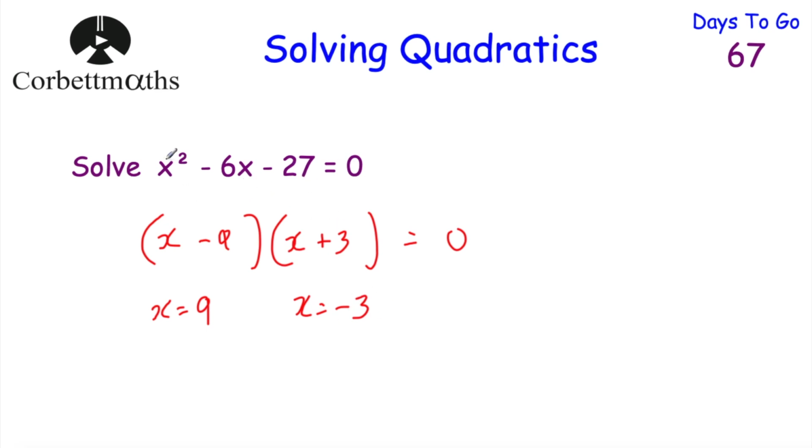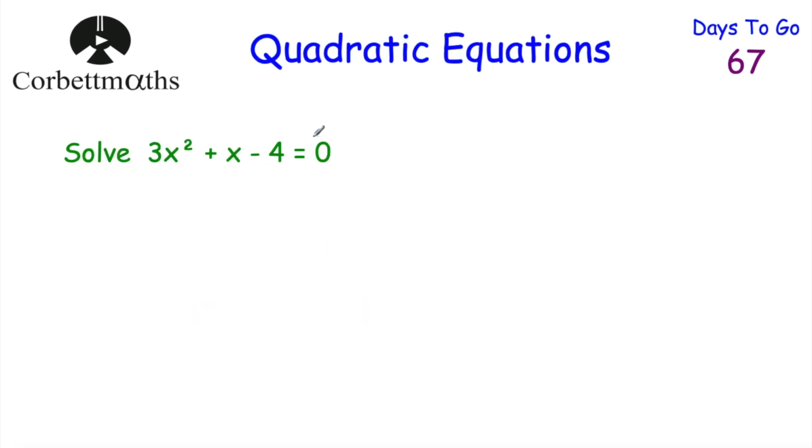And if we had negative 3 squared is 9. Subtract 6 lots of negative 3. Well, that's going to be subtract minus 18. And 9 subtract minus 18 would be equal to 27. Take away 27 is equal to 0. So there are two solutions. Okay, let's have a look at our next one.